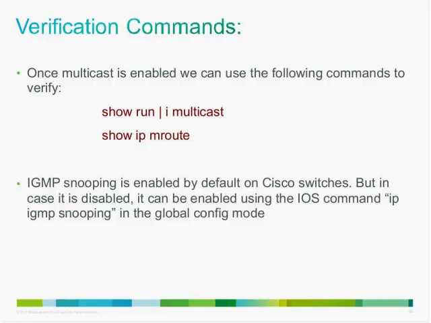IGMP snooping is a feature that is enabled by default on all the switches, but in case it is disabled, we can just use the global config command ip igmp snooping to enable it.